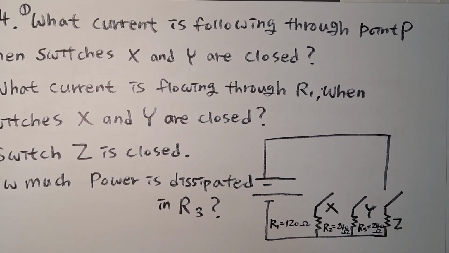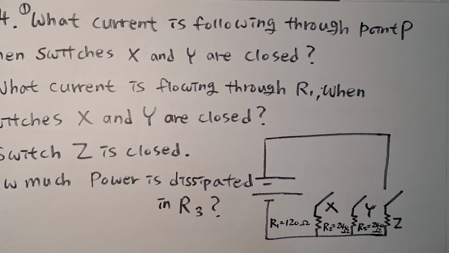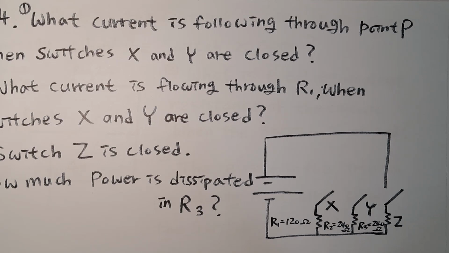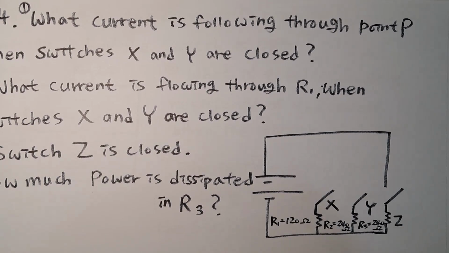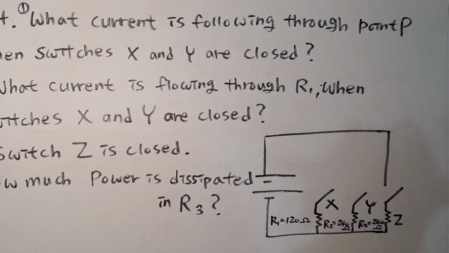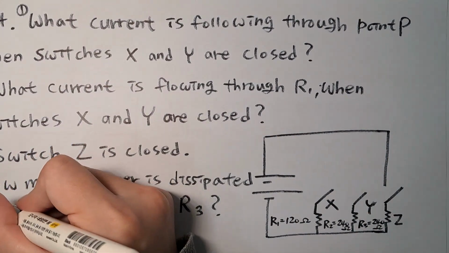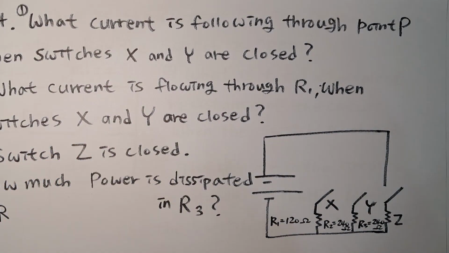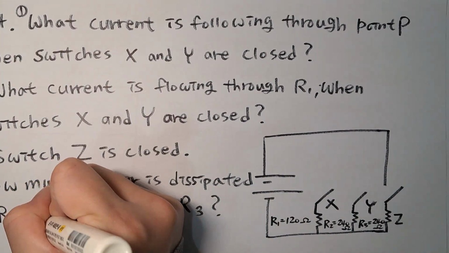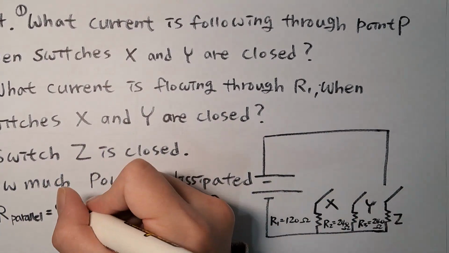What current is flowing through point P when switches X and Y are closed? What current is flowing through R1 when switches X and Y are closed? Switch Z is closed. How much power is dissipated in R3? So we are going to find the resistance. So we are going to find the resistance for the parallel circuit.